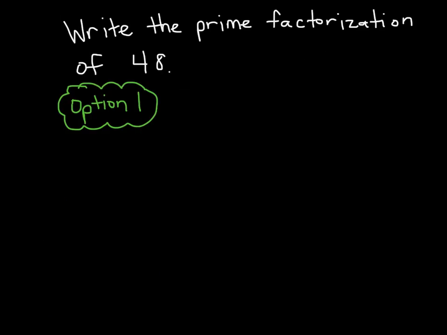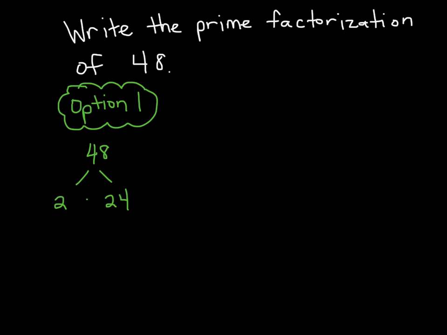So this time we're going to write the prime factorization of 48. And one thing you're going to keep in mind is that when you do a factor tree, you can start with any two factors of the number that you want to. So I'm going to show you two options. Option one is going to be starting with the factor pair 2 and 24.